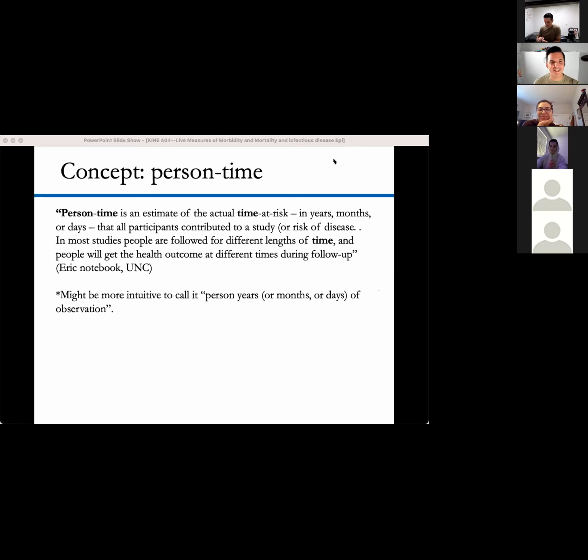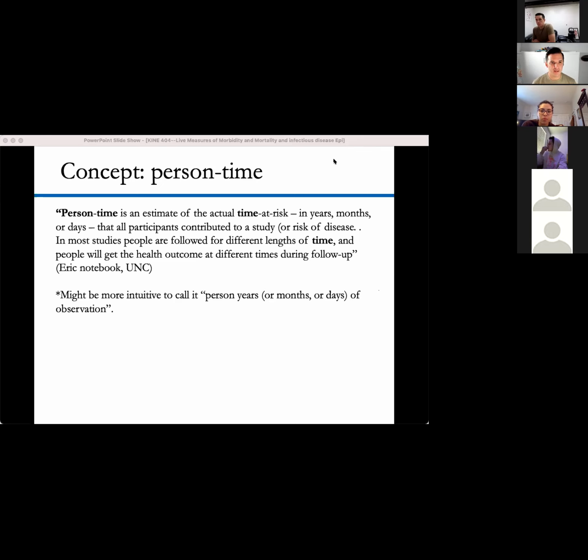And so we calculate it in the time frame that is most relevant to that particular disease. And what it tells us is how much time a person is contributing in our research study. So we are typically calculating this in a research study to being at risk for a particular disease. So you can also call it person years, person months, person days.